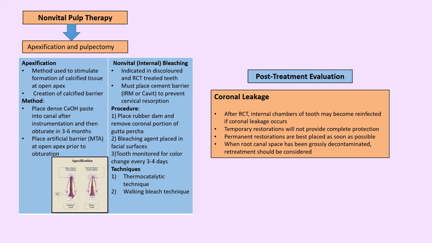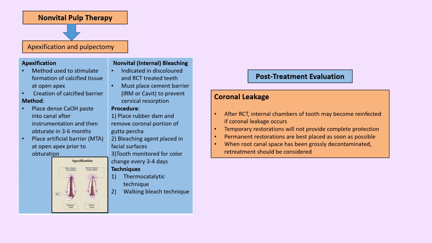Now, when you do the bleaching of a non-vital tooth which has been discolored due to chemicals released from RCT, the most important step is to place a cement barrier like a ZOE or a Cavit so that the bleaching chemical is not penetrating through the dentinal tubule and not creating cervical resorption, which is the most common adverse effect of bleaching of a non-vital tooth. You're placing a rubber dam, removing the coronal portion of gutta percha, and then you're putting the bleaching agent on the facial surface, and every 3 to 4 days you're monitoring for the color change.